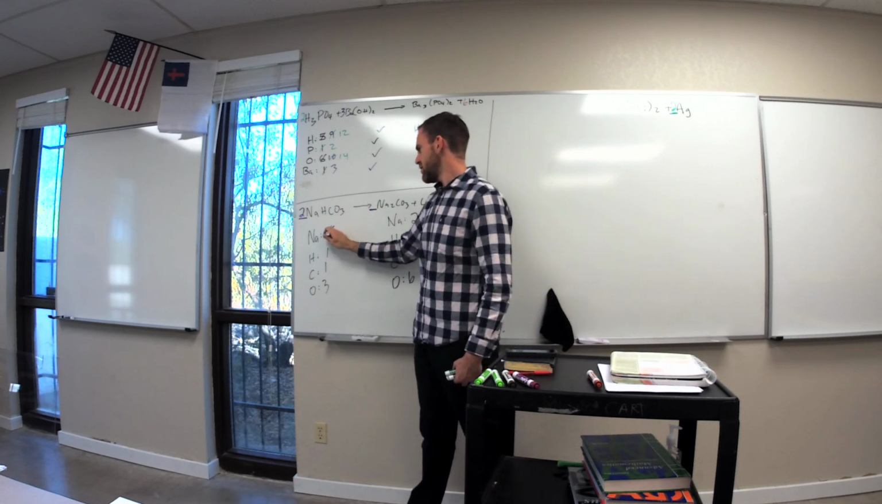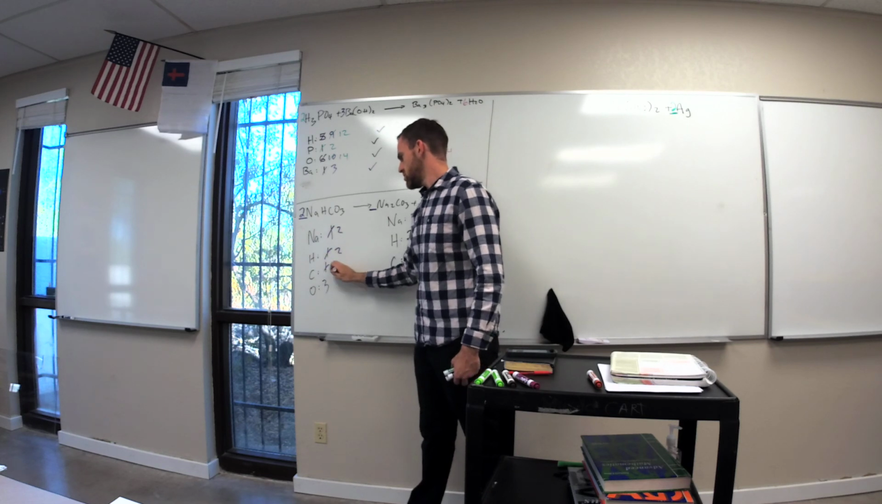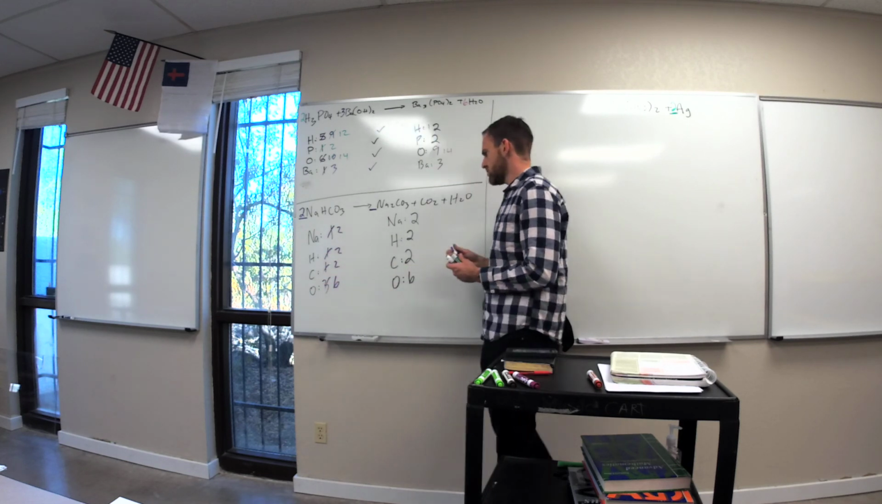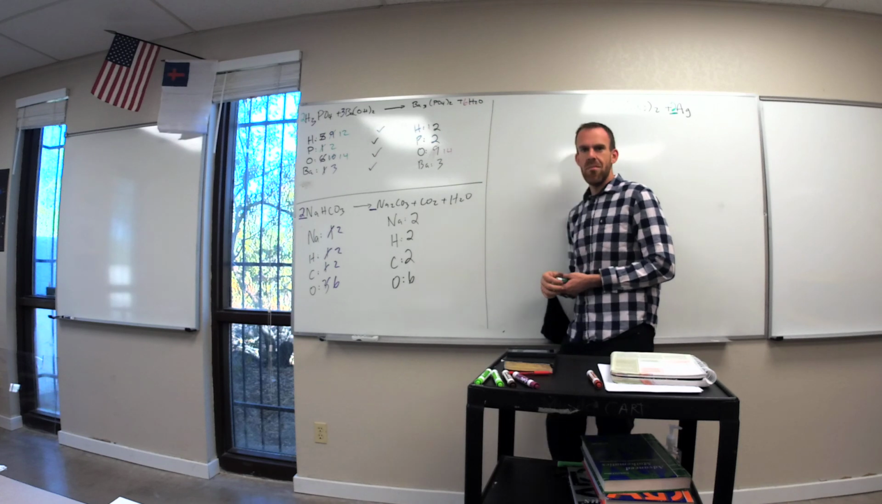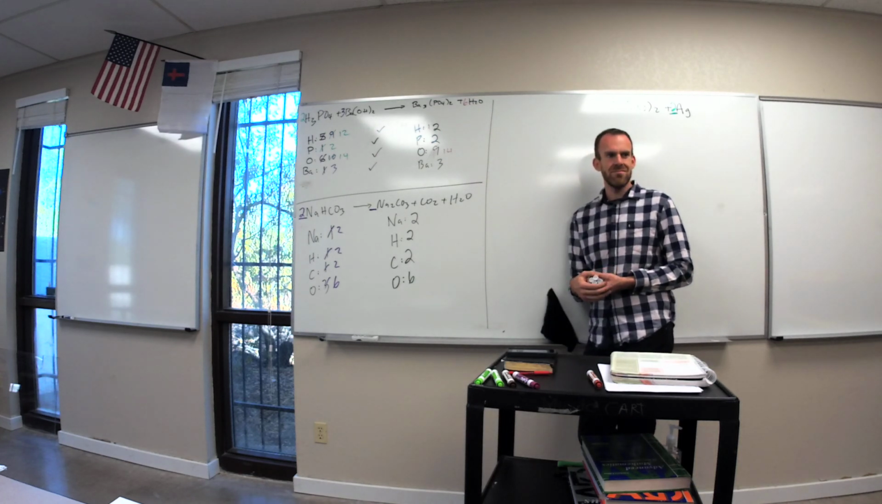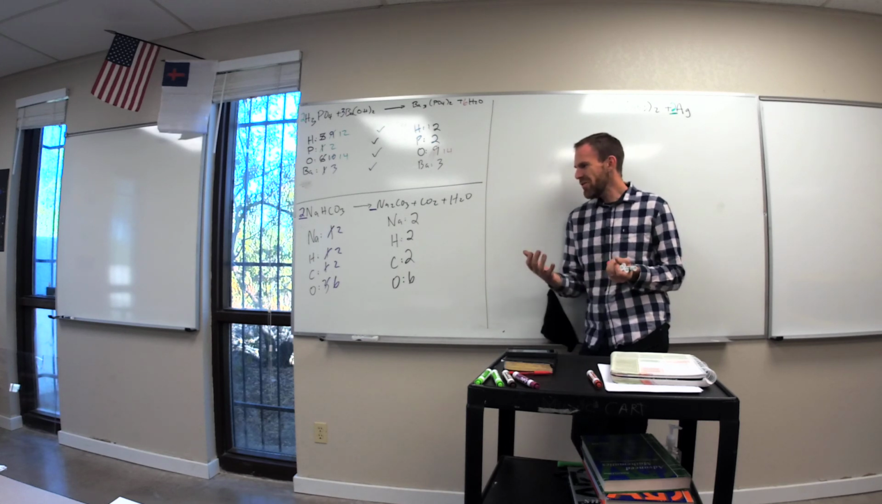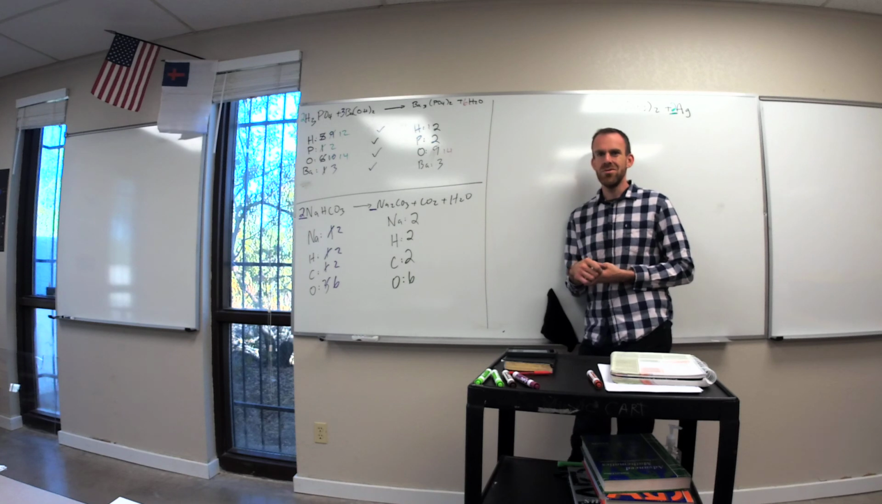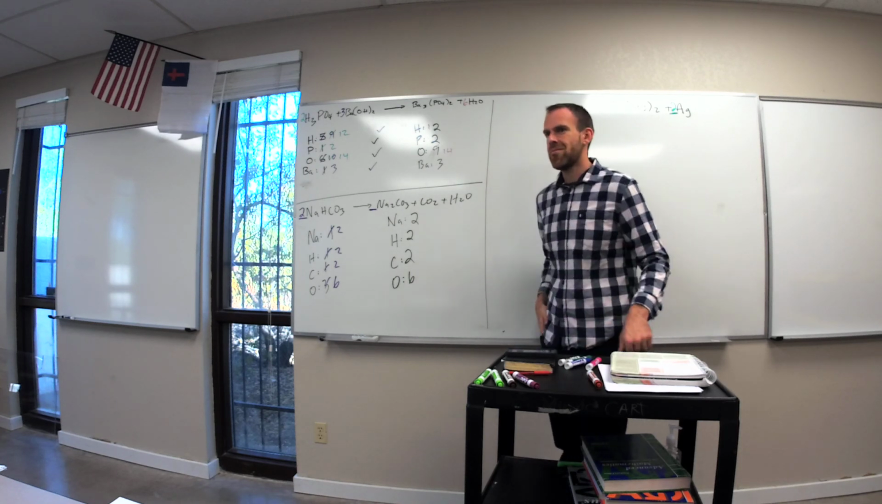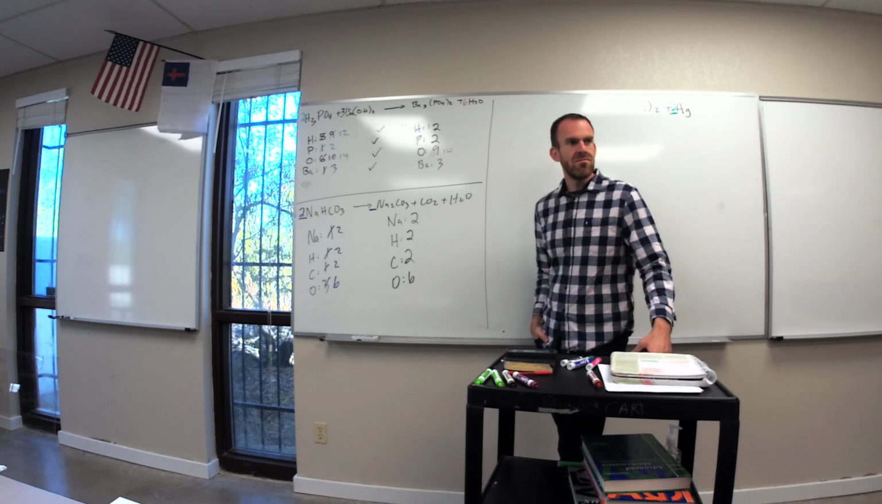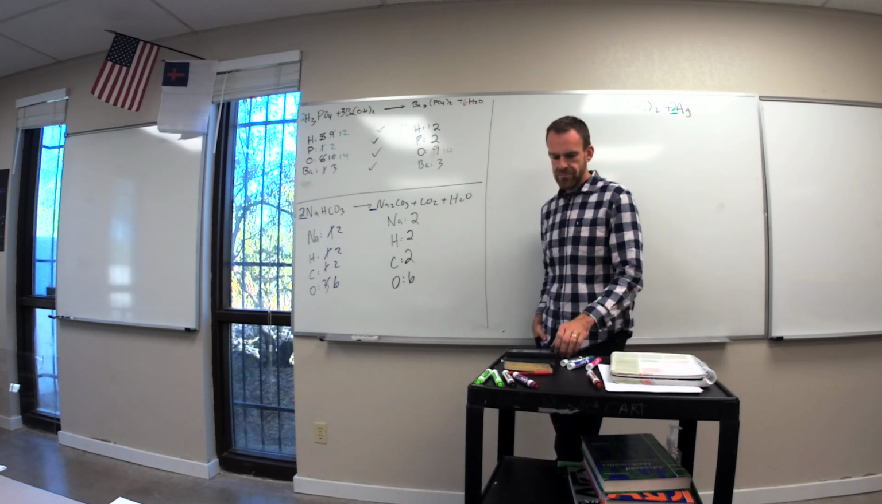What are we left with? 2, 2, 2, 6. Hey, we're done. That's it. It works out perfectly. Because it multiplies all of them.